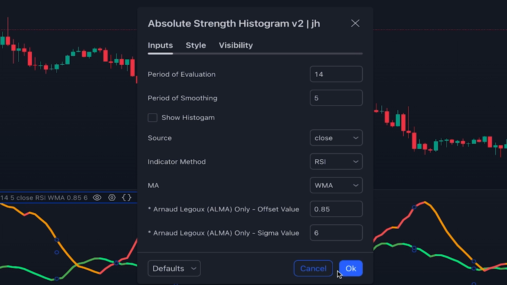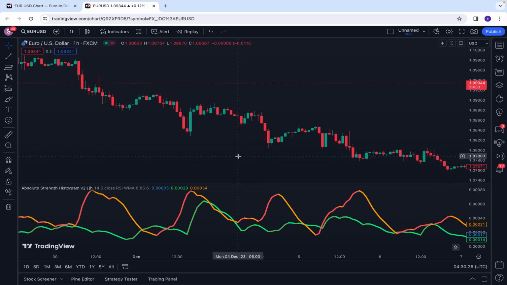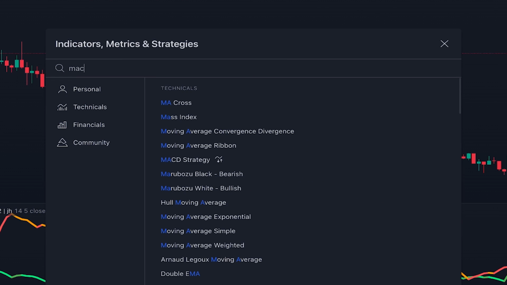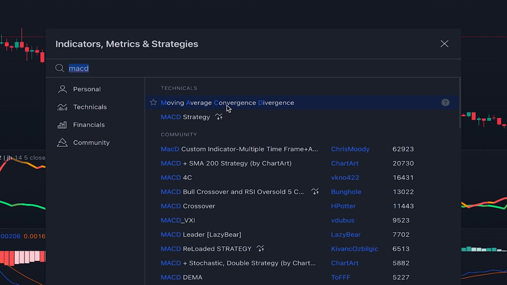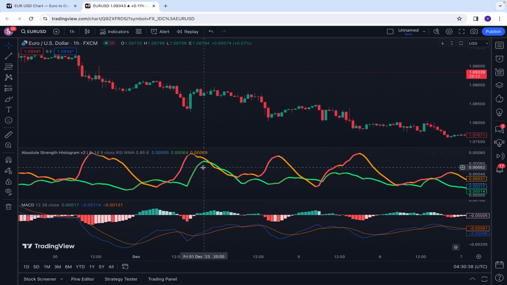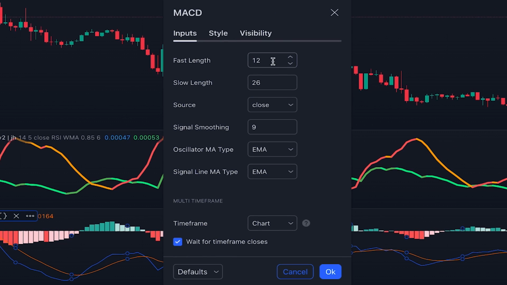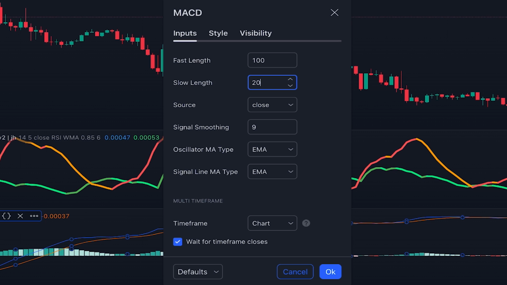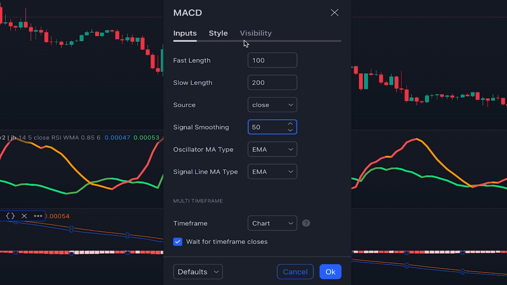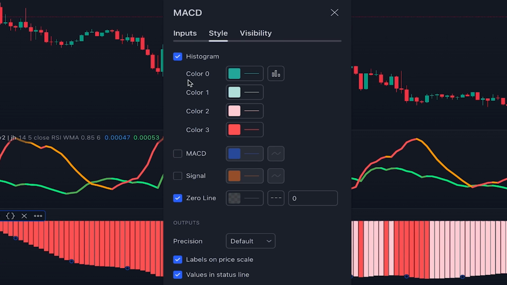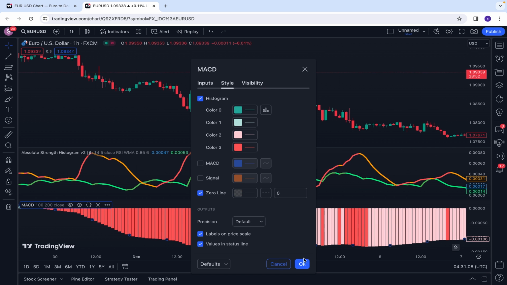Alright, we're done with the settings of this indicator, and now we want to add the second indicator. So again, here we click on indicators and we search MACD, this one, moving average convergence divergence, and we need to change the settings of the MACD. So here we go to its settings, and for the fast length we set it at 100, for the slow length we set it at 200, and for signal smoothing we set it at 50. And then here in the style tab, we remove MACD line and signal line because we only need the histogram. Everything is already set on the chart.